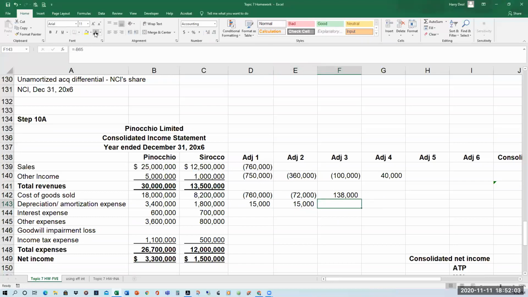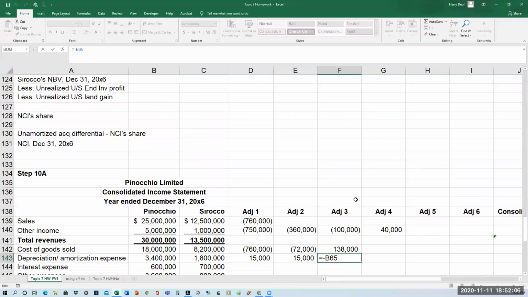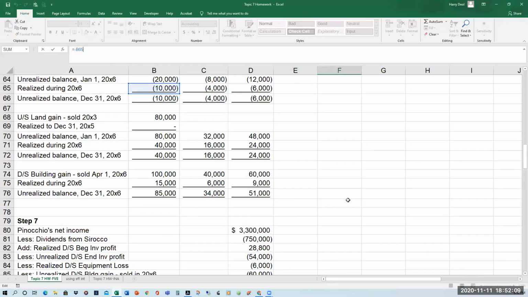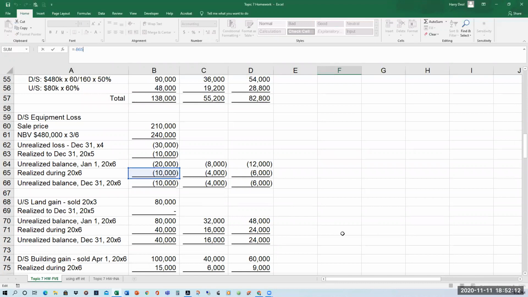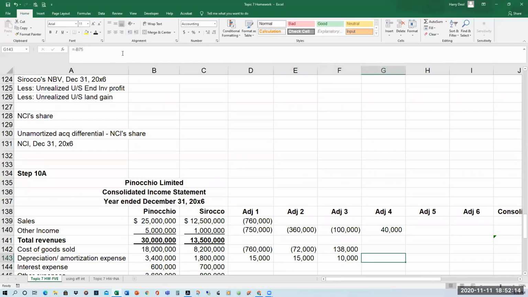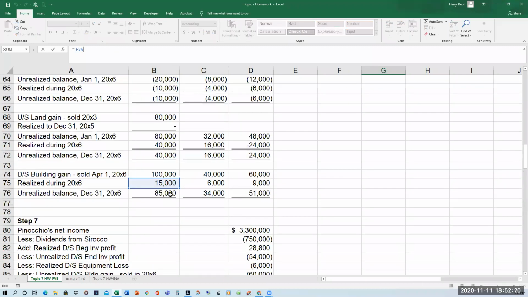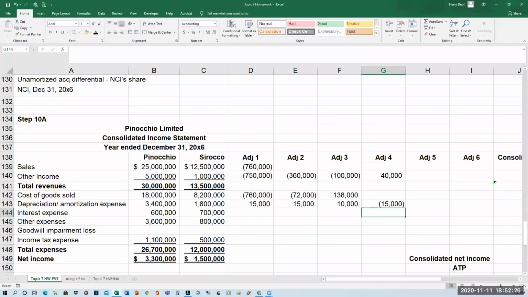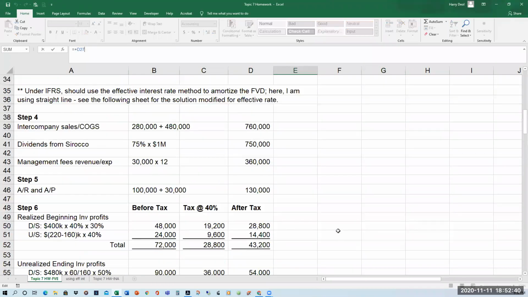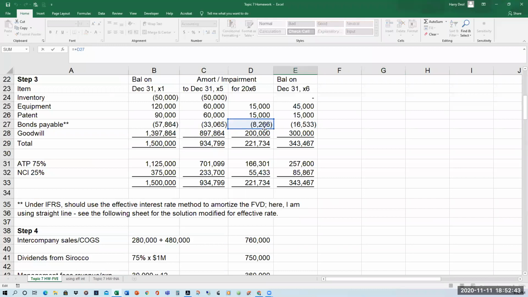That's the amortization on the patent. Then you'll have $10,000 being added because of the realized equipment loss. And finally, you'll have $15,000 being minused because of the realized portion of the building gain. Those will be a whole bunch of adjustments to depreciation/amortization expense. To interest, you're going to make an adjustment for 8,266, and that's the fair value difference amortization pertaining to bonds payable.